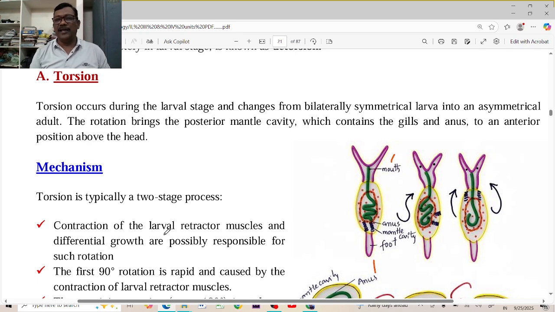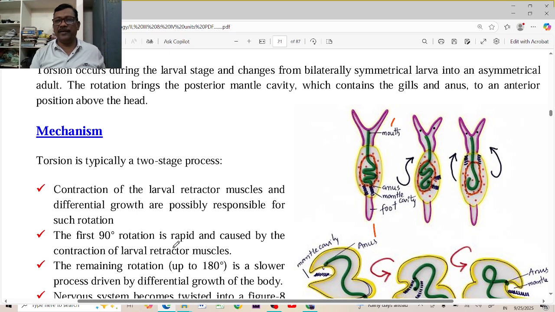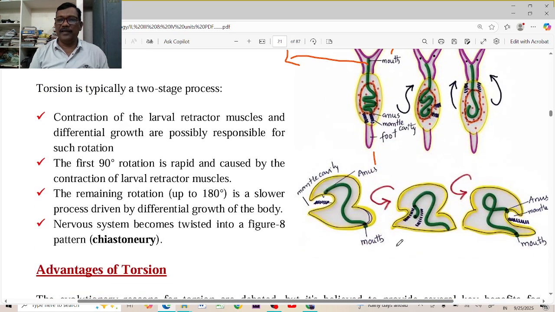Torsion is actually when the muscles located in the embryo, that is called the larva, retract and make the body bend 90 degrees first, quickly, and then 180 degrees. How is it happening? We will see. This is the larval stage. During this larval stage, it can bend the body 90 degrees like this. Then it is bending and bending. Finally, this will become 180 degrees. So, the need of torsion is very important here.